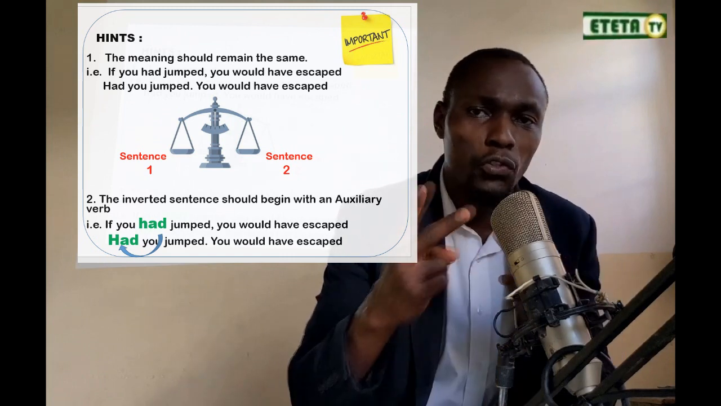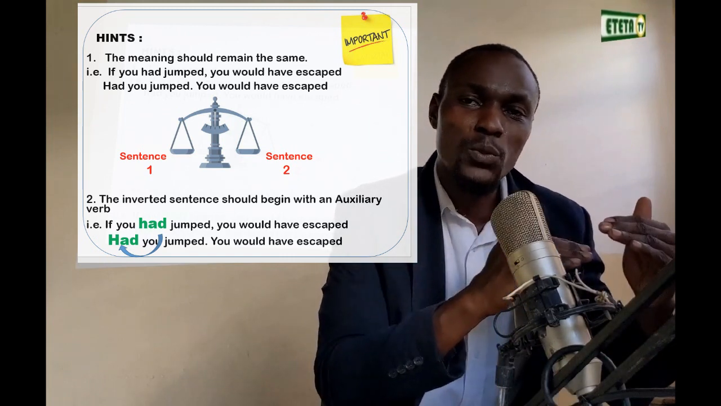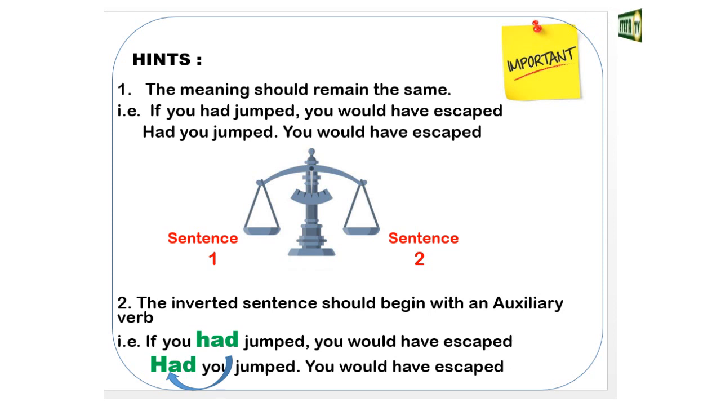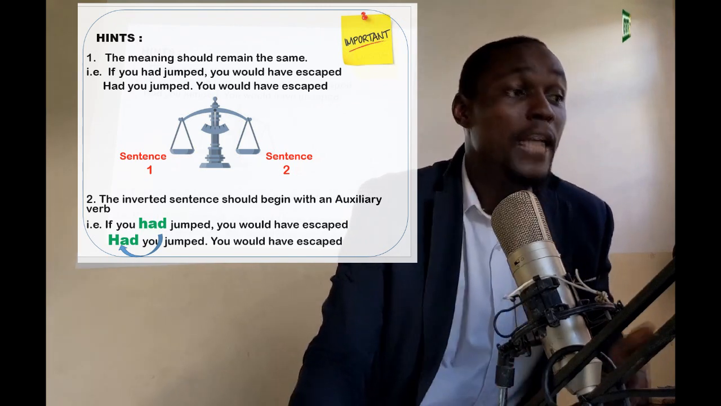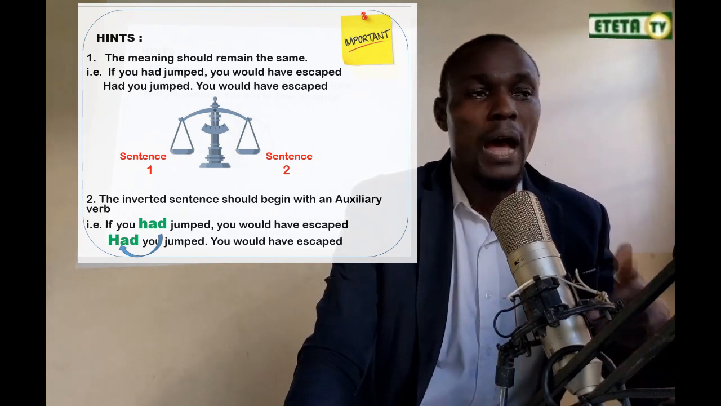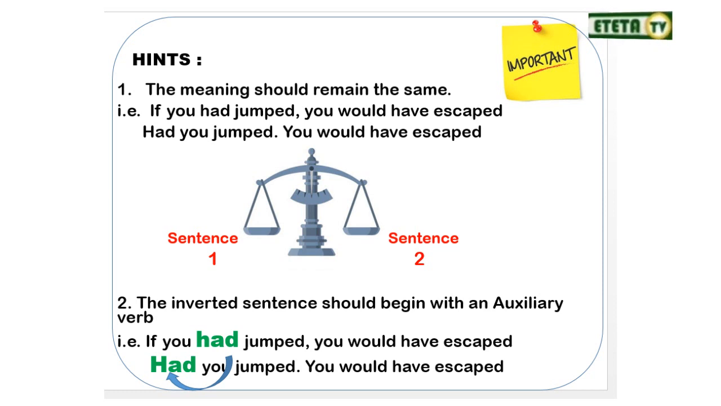You realize both of these sentences, the first one and the one that has been applied with the verb inversion, the meaning between sentence 1 and 2 is the same. If you had jumped, you would have escaped, has the same meaning as had you jumped, you would have escaped.